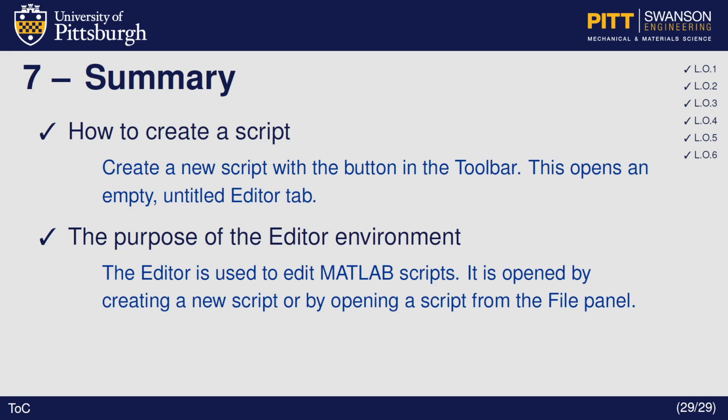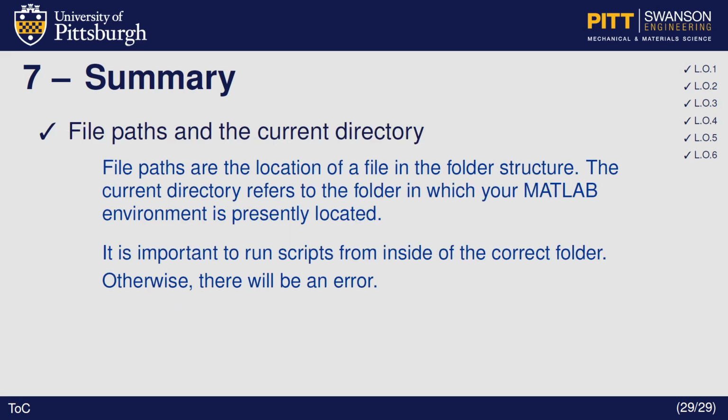A script can be created with the button in the toolbar. This opens an empty, untitled Editor tab, and the Editor is used to edit scripts. It's opened either by creating a new script or by opening an existing script from the Files panel. And file paths are the location of a file in the folder structure. The current directory refers to the folder in which your MATLAB environment is presently located. It is important to run scripts from inside of the correct folder to prevent a file path error.